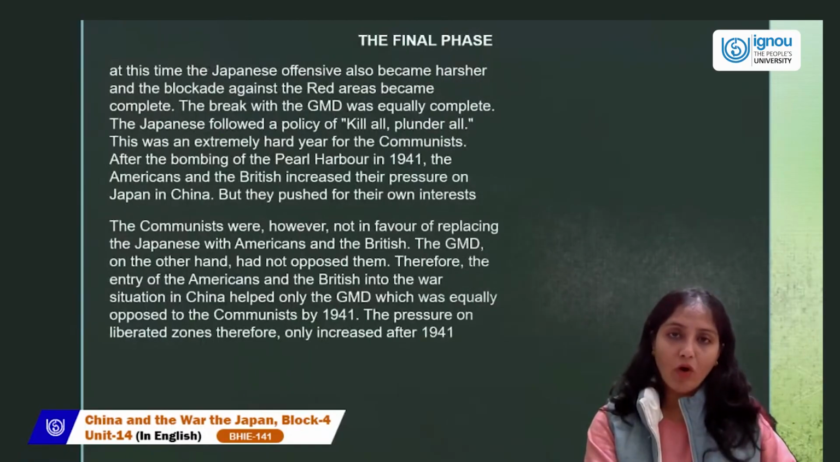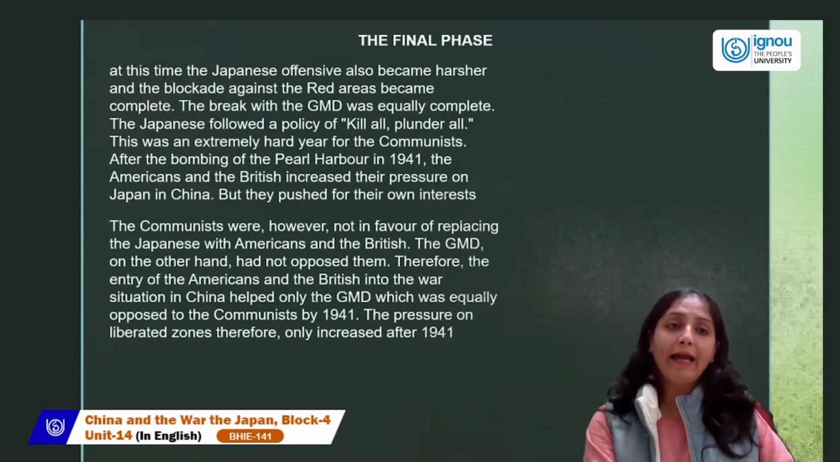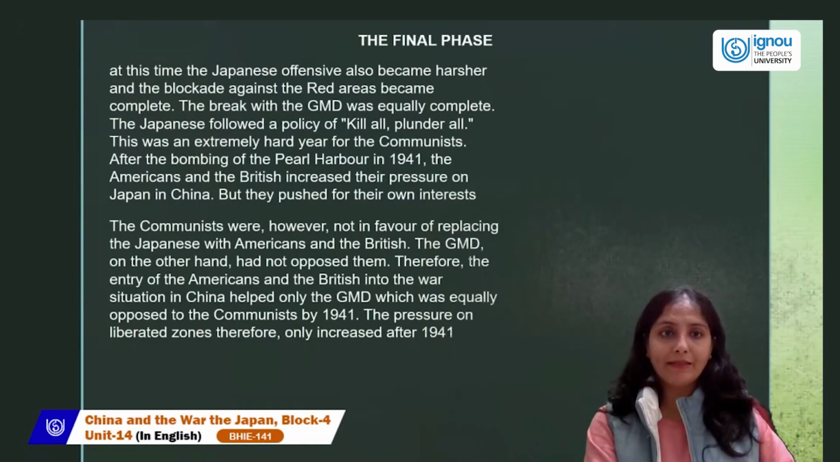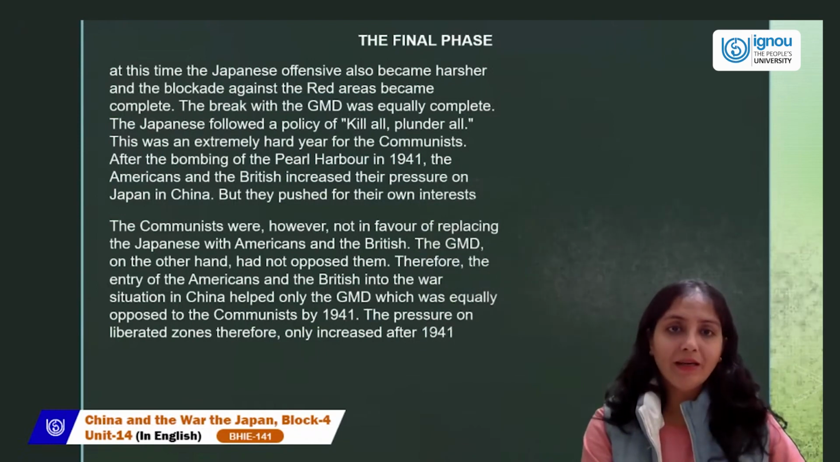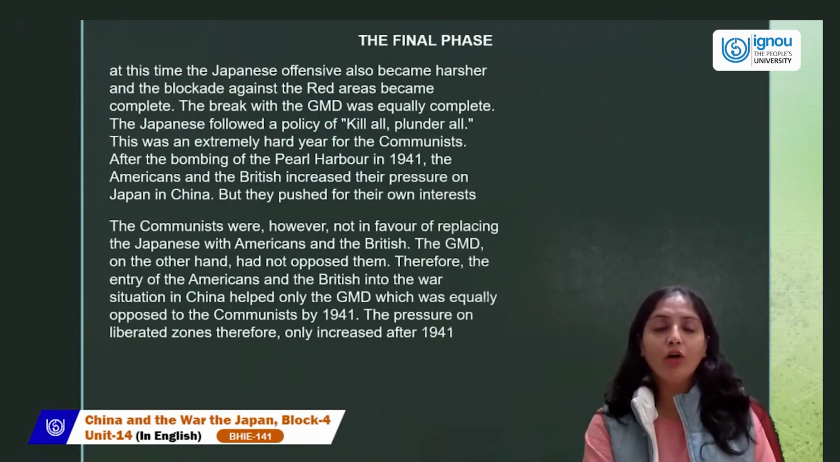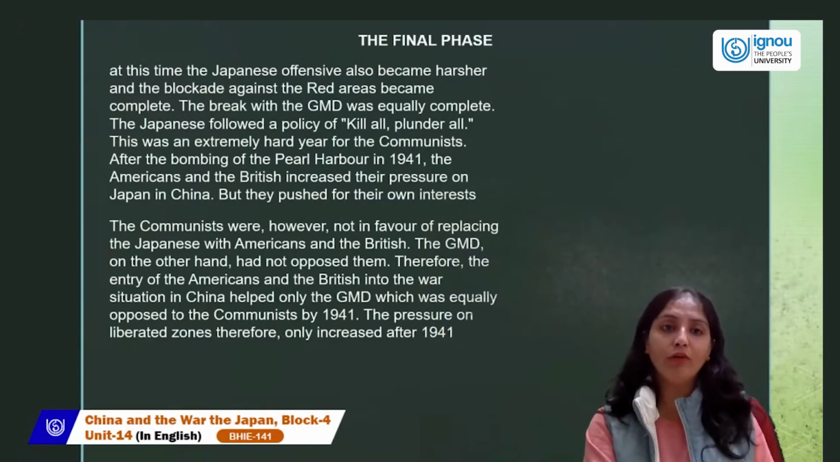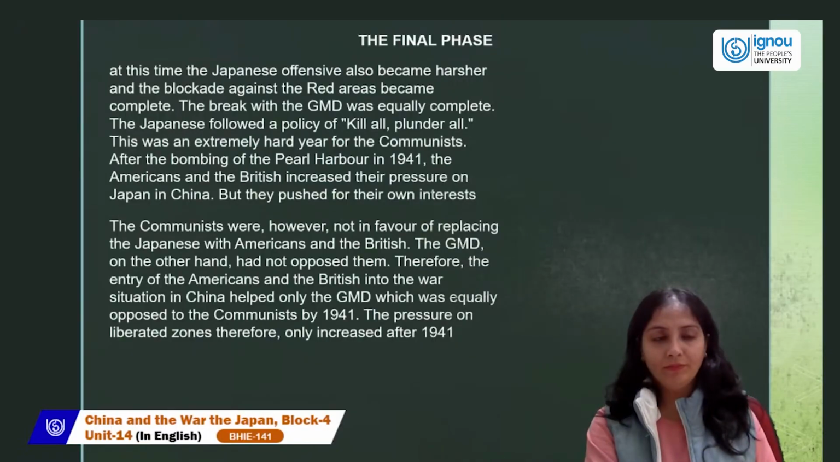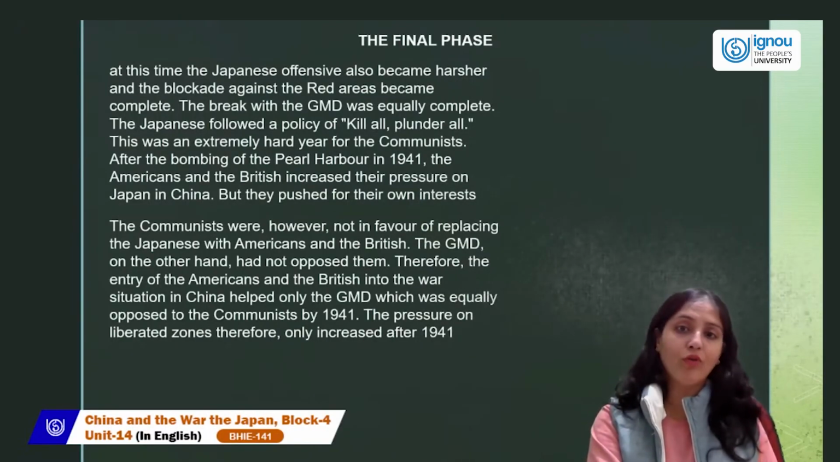In the final phase of the Chinese revolution, the Japanese offensive also became harsher and the blockade against the red areas became complete. The break with the Kuomintang was equally complete. The Japanese followed a policy of kill all, plunder all. This was an extremely hard year for the communists.